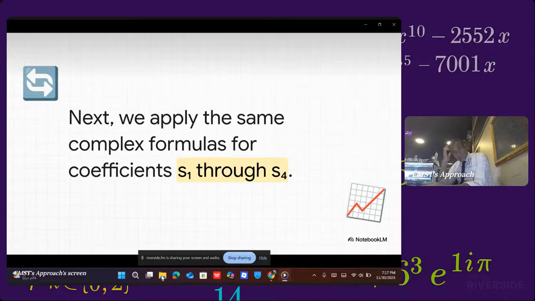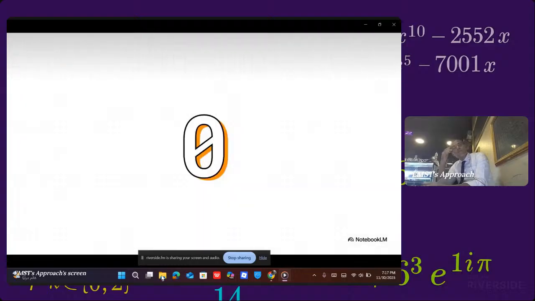Well, let's keep going. We apply the same formulas for the next 4 coefficients, S1, S2, S3, and S4. And you know, a pattern is definitely starting to show up here. Something weird is happening. You guessed it, they're all 0. The first 5 secret numbers are all 0. It's like the monster equation is just vanishing right before our eyes. What is going on here?